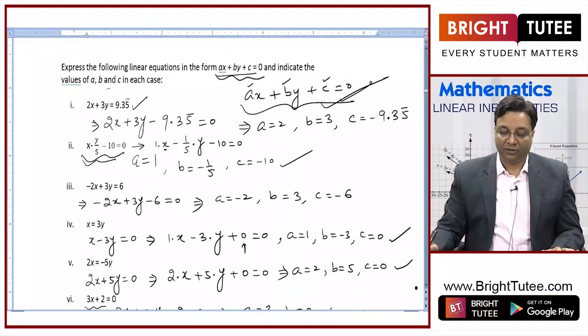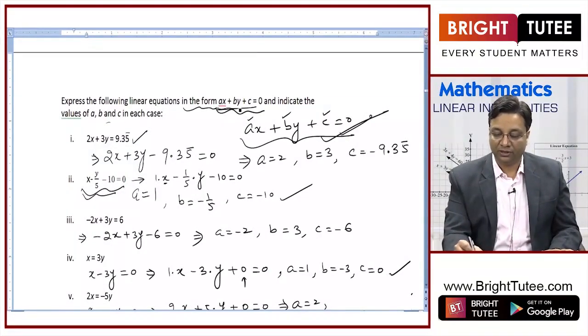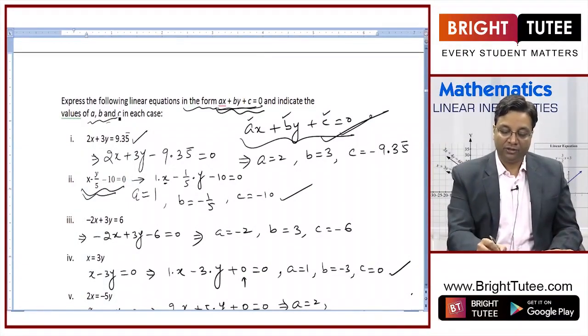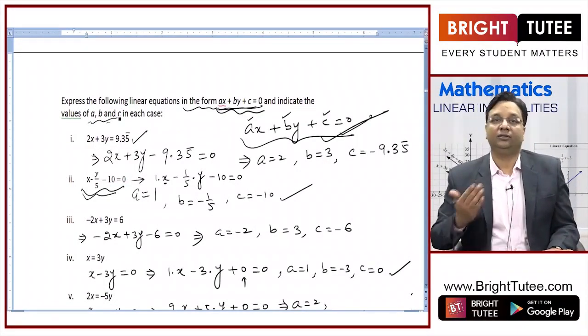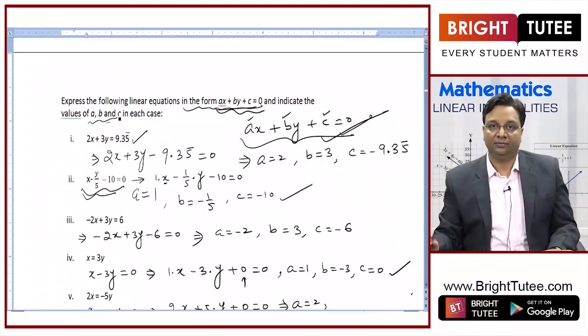So I have written all these given equations in the form of this general equation and found the values of a, b and c by comparing the coefficients of x and y and comparing the constant terms, right?